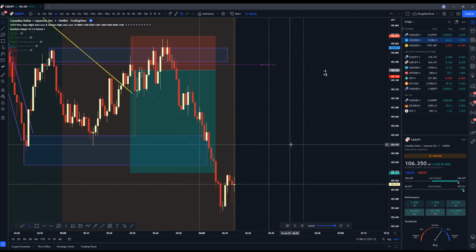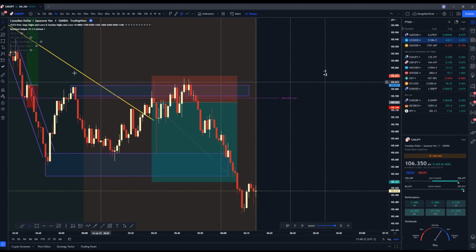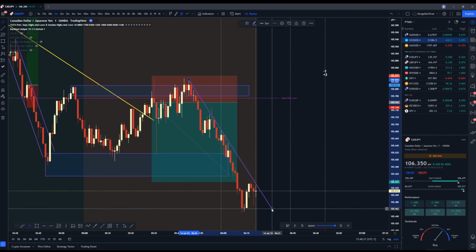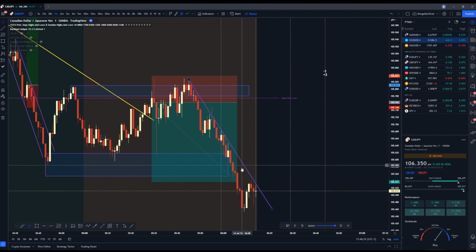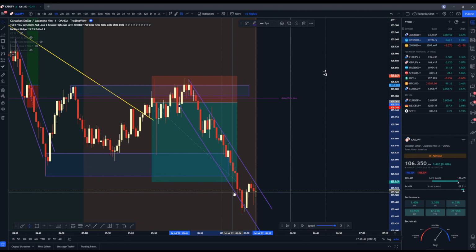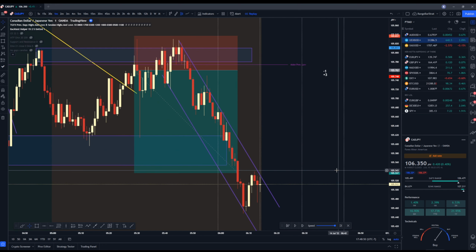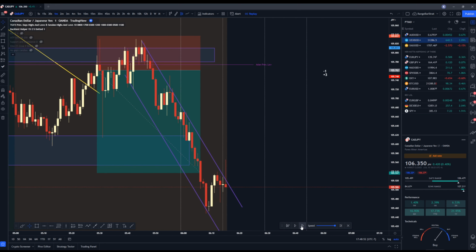But we do have another channel forming here, so we can then move it down like this. I don't want to overfit, but this makes the most sense to me, so we'll do that.